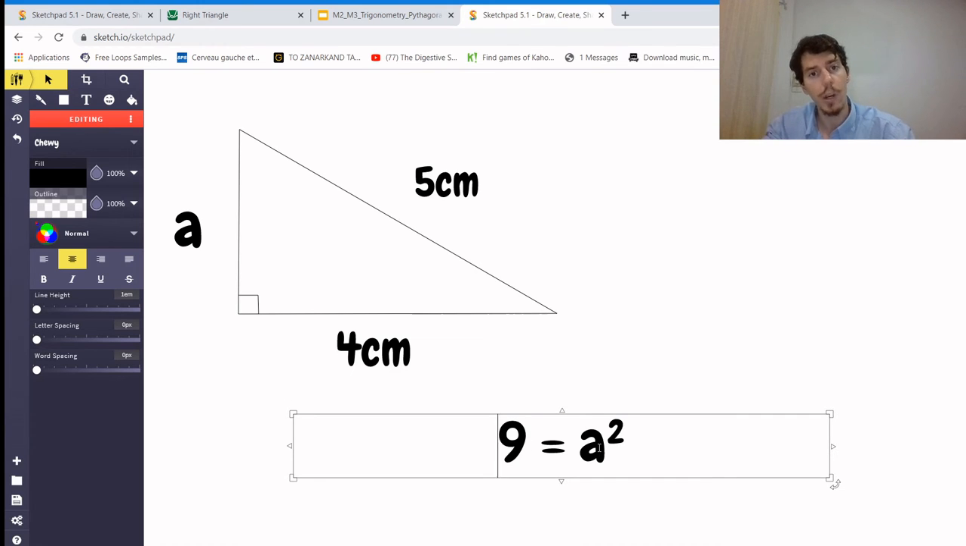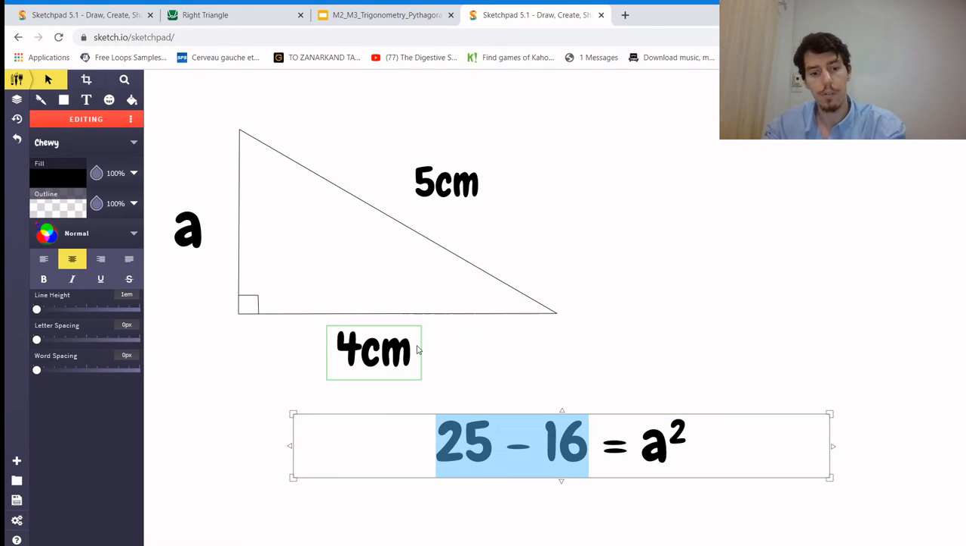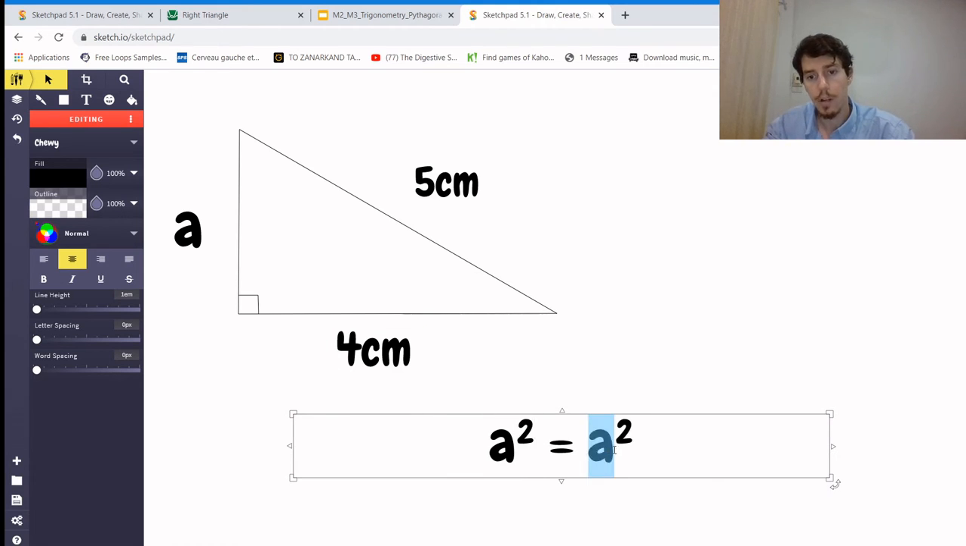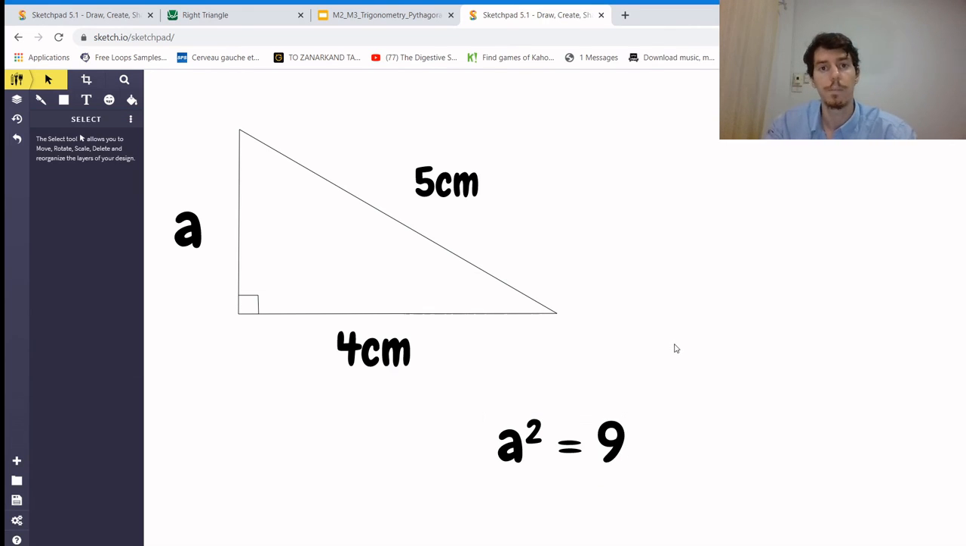Now we have this equation: 9 equals a squared, or a squared equals 9. Maybe for you guys it's easier to read this way. I know a lot of people prefer to have the variable on the left side, but it's exactly the same thing. So I will write it for you like this. So a squared equals 9. What do we do now?